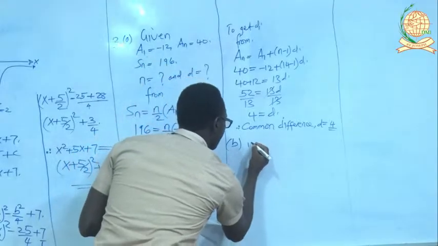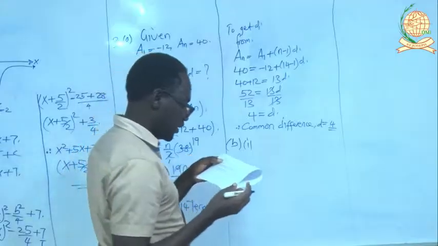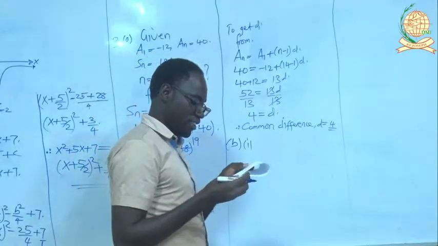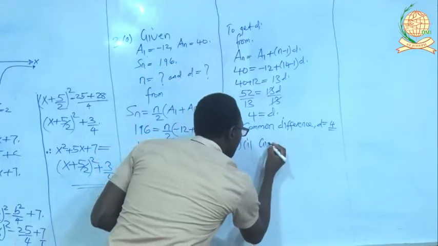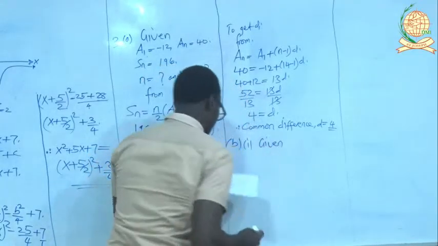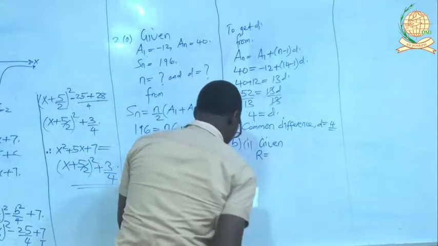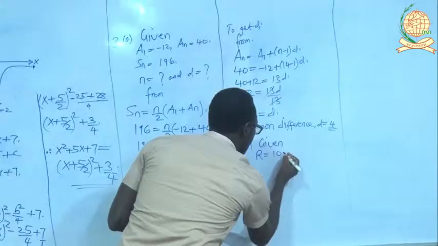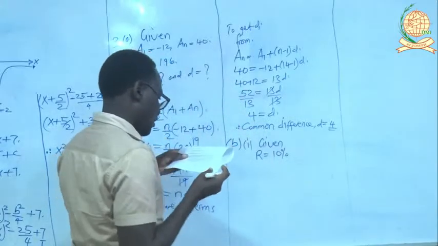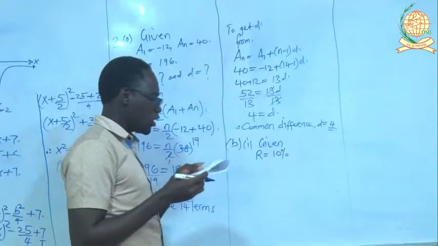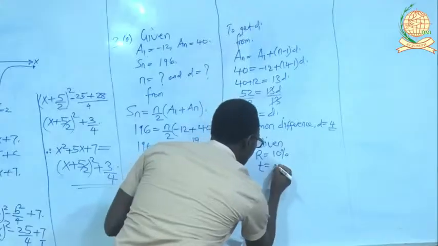Question 3B, Roman 1. Bagaya invested a certain amount of money in a savings bank with an interest rate. So the data is: interest rate R equals 10%, compounded annually, after 2 years. This is T, 2 years.